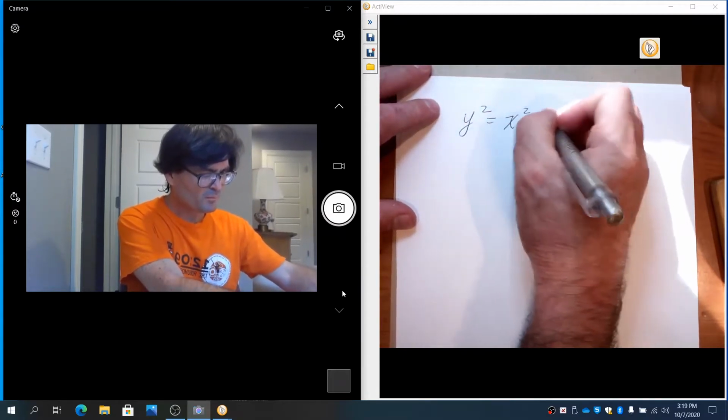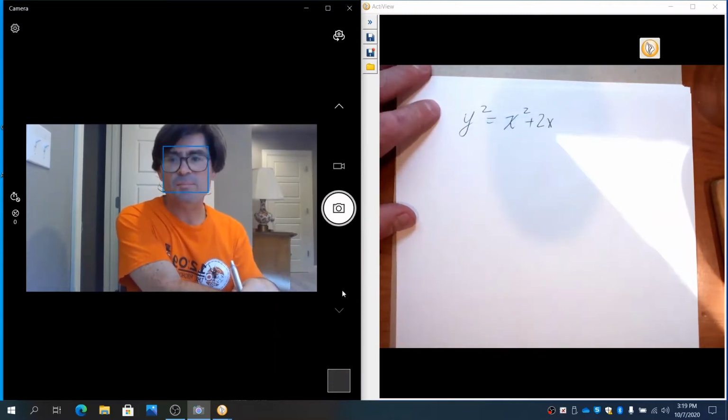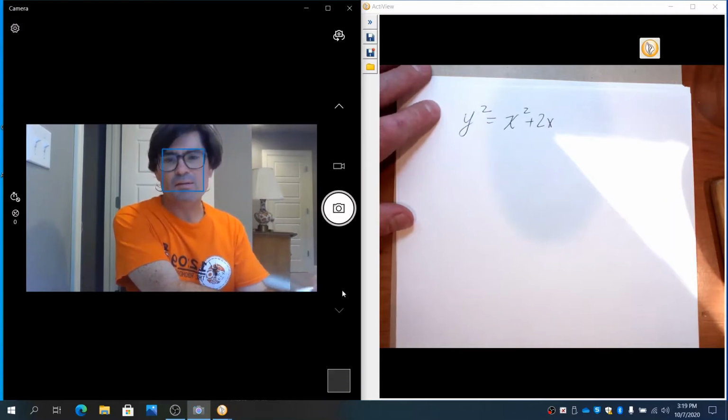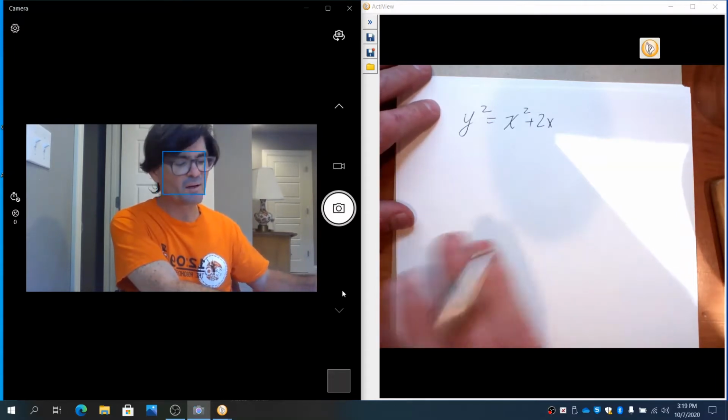x squared, plus 2x. So I'm going to use both the dy dx notation and the y prime notation. I'm going to use the dy dx notation for the first derivative because I think it's easier. And then as we move to the second derivative, I'm going to use the y prime notation because I think it's easier to use y prime for the second derivative. So just keep that in mind.